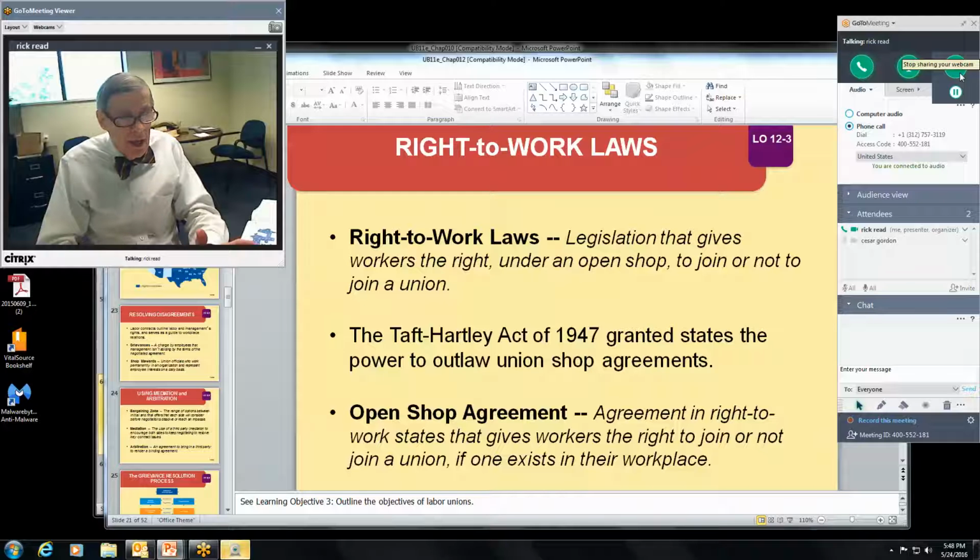Now, this again talks about the open shop agreement, and in right to work states it gives the worker the ability to join a union or not join a union if one exists in the workplace, exactly what we pointed out in the previous slide.